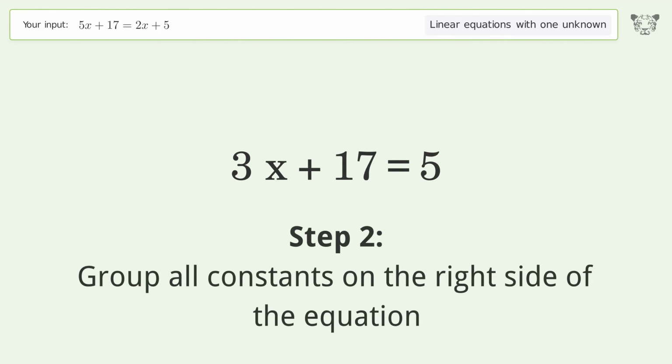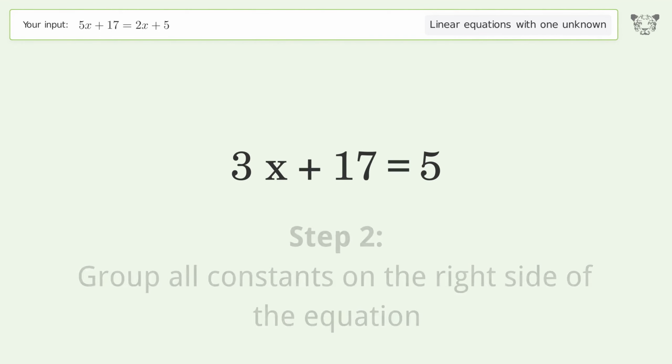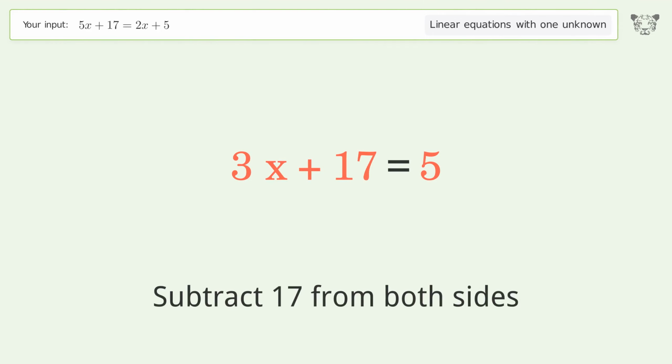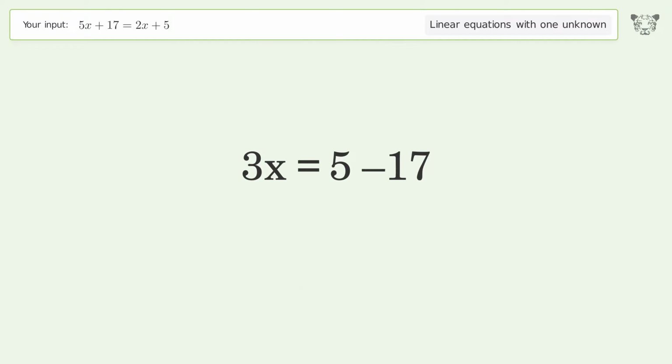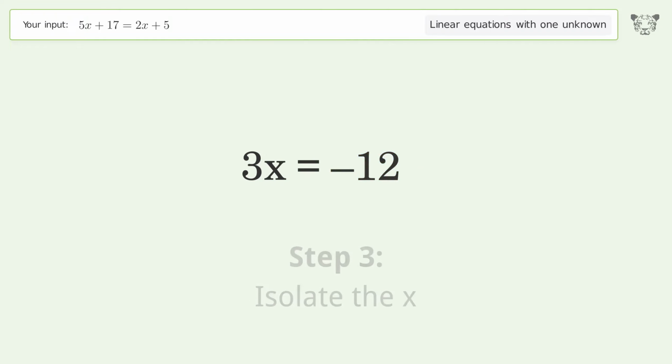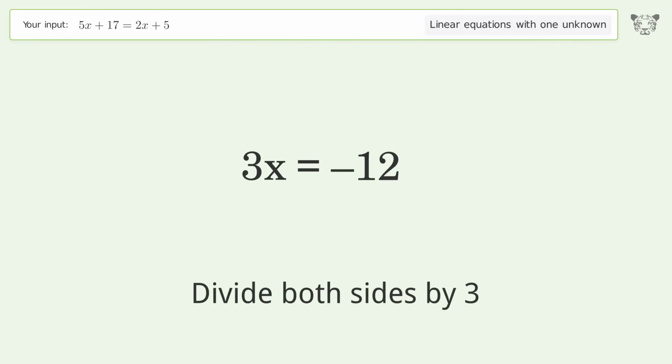Group all constants on the right side of the equation. Subtract 17 from both sides. Simplify the arithmetic. Isolate the x. Divide both sides by 3.